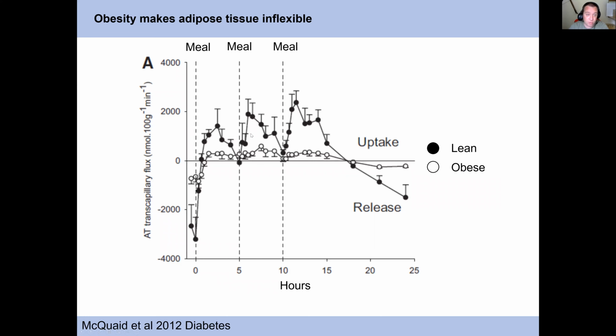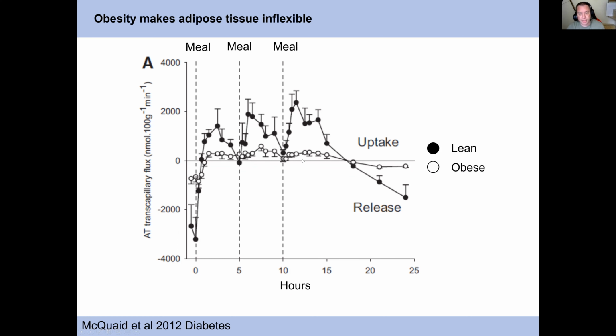Now, in a lean individual, each time they eat a meal, the adipose tissue has a net uptake. It stores fat, just as we would expect from our cartoons earlier. And this makes sense because this process of storage is insulin sensitive. And as we can see, each meal, the adipose tissue, the fat tissue, continues to take up lipid. And then at night, when we go to sleep and start our fast, the adipose tissue releases fatty acids to fuel our body.